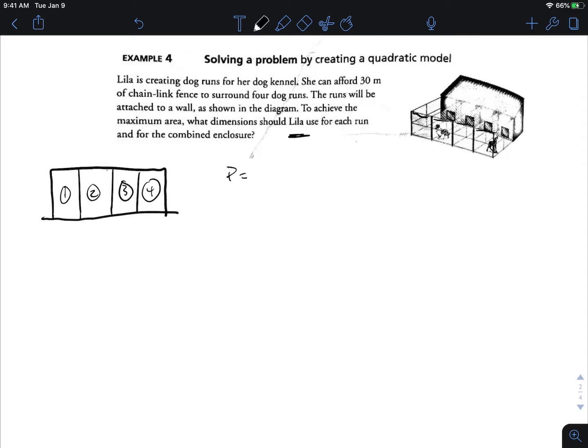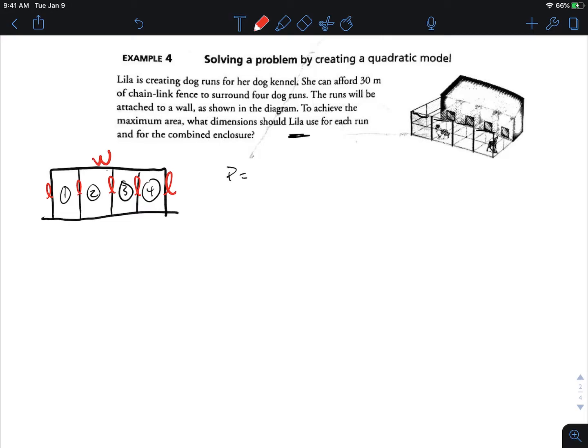But here's what we got going on here. Let's just draw on top of here. I've got 1 length, 2 lengths, 3 lengths, 4 lengths, 5 lengths. I've got 5 lengths, but I'm only going to have 1 width because I'm going to run just 1 piece of chain link across the front.